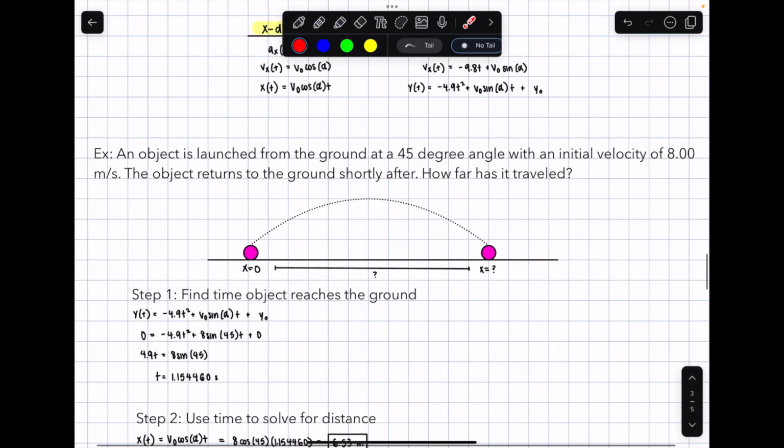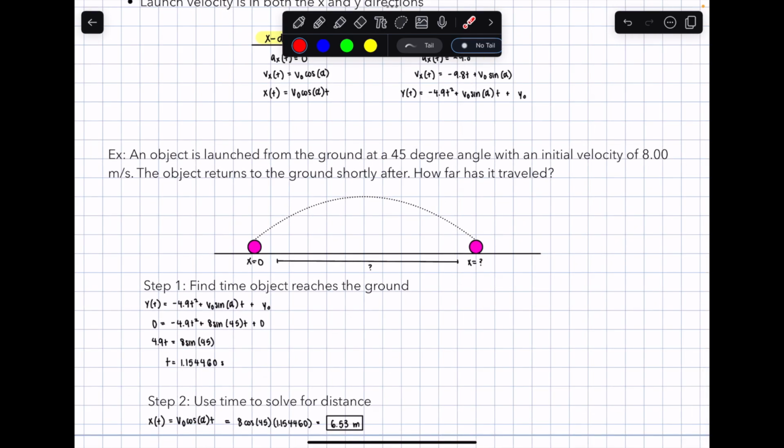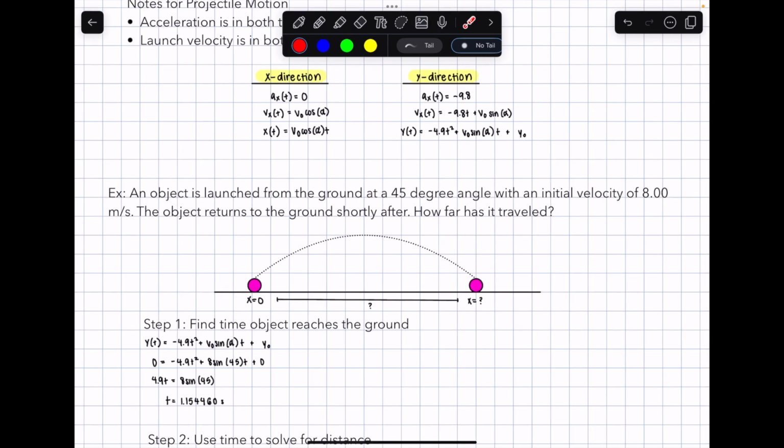So an object is launched from the ground at exactly a 45-degree angle. So it starts here and then it goes up at 45 degrees with an initial velocity of 8 meters per second. Now the object returns to the ground shortly after. Again, this is the path that it follows. So how far has it traveled along the x-axis? So the first step here, and projectile motion questions are often multi-step problems.